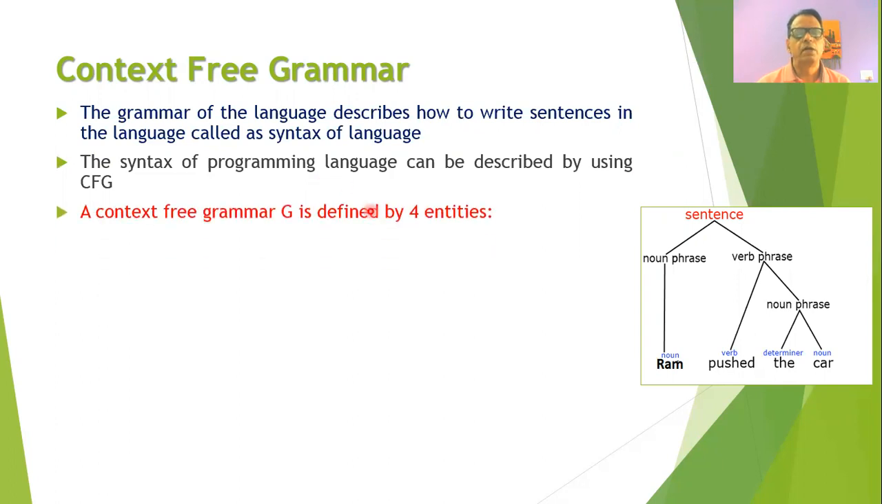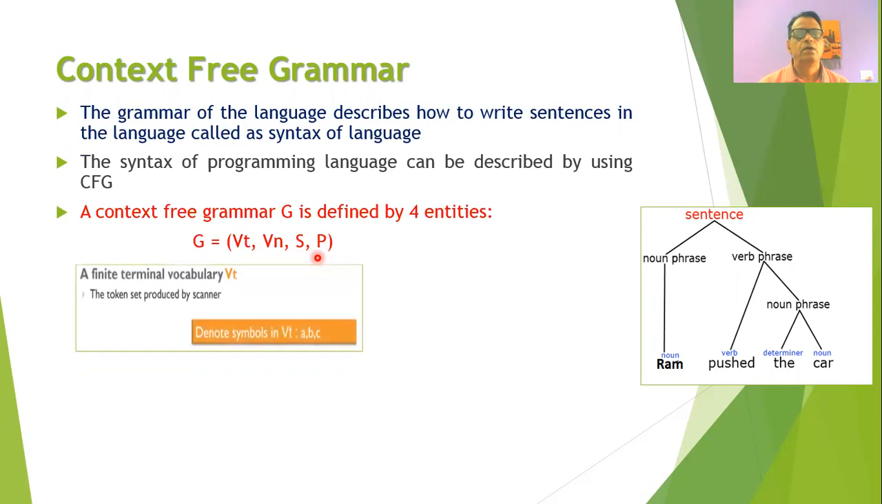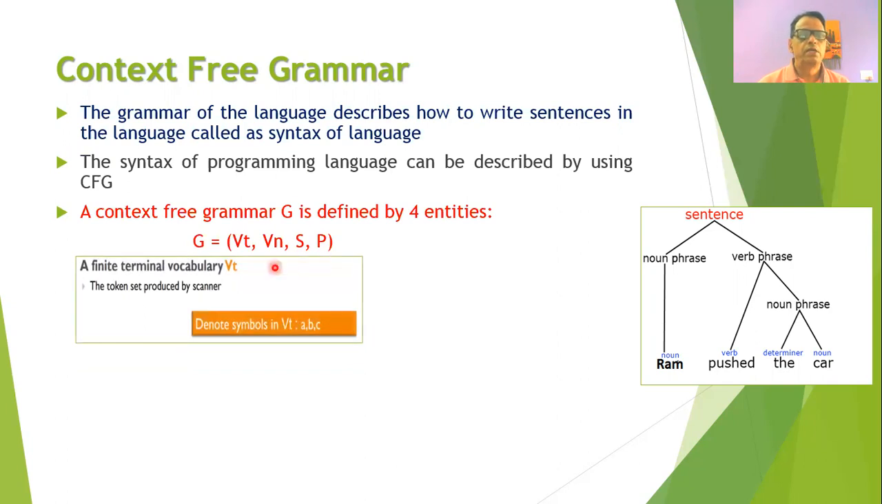A context-free grammar is defined by four tuples or four entities. A grammar contains four entities. The first entity is the set of terminal symbols, VT. Then there is a set of non-terminal symbols, VN. Then there is a start symbol, S. And then there is a set of productions, P. So VT will represent the set of terminal symbols.